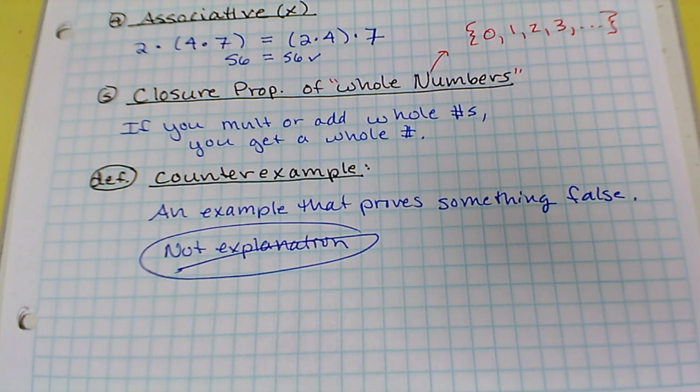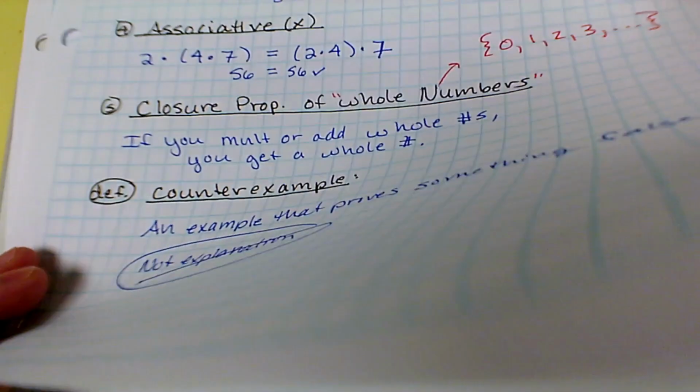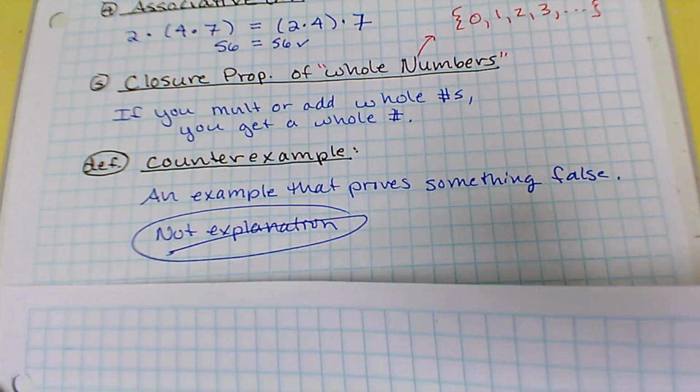Another one might be, all the factors of 8 are 3s. What would be your counterexample to all the factors of 8 are 3s? What are the factors of 8? 2 times 2 times 2, right? So your counterexample would be, no, because 2 times 2 times 2 is 8. So that's my counterexample. On your homework, you're going to be asked to give a counterexample.